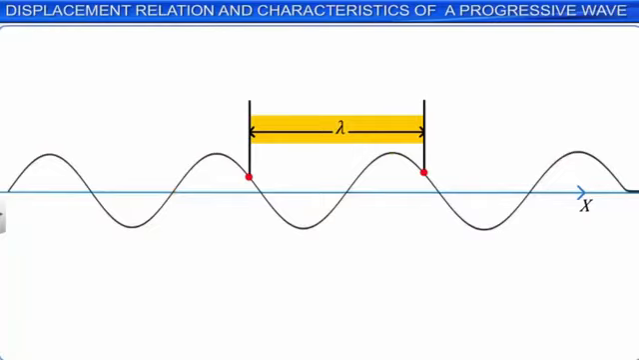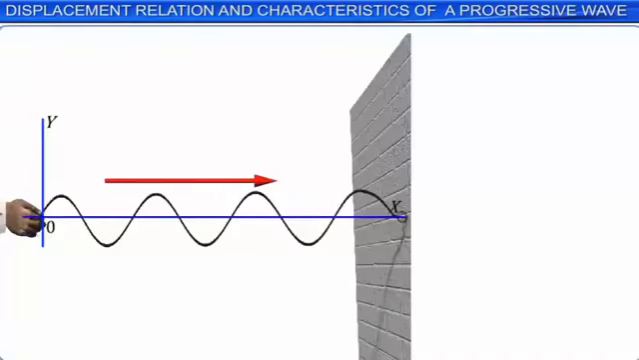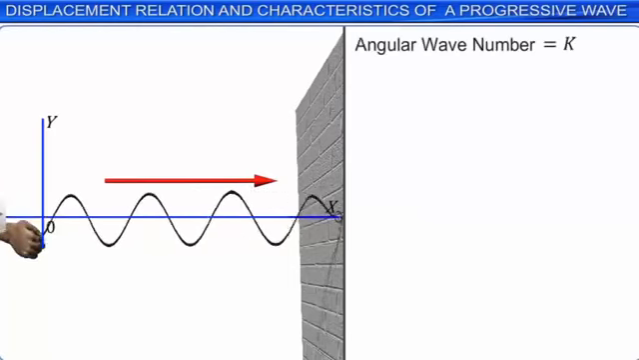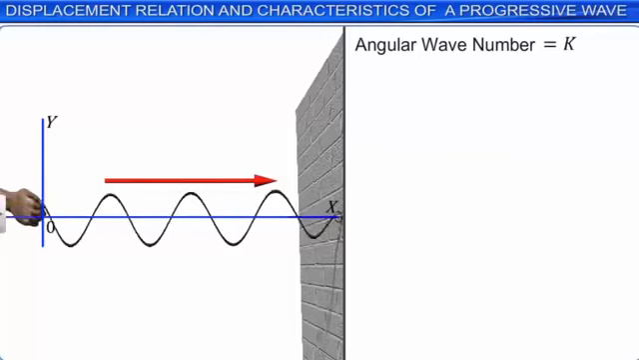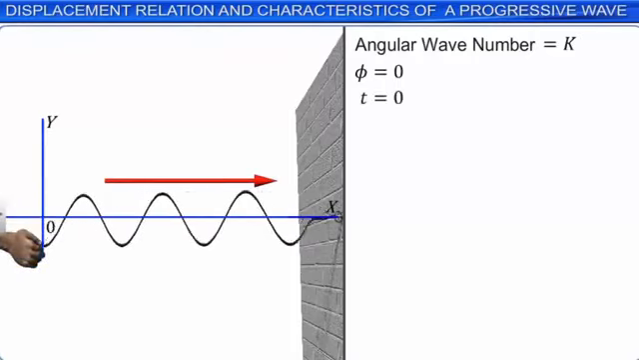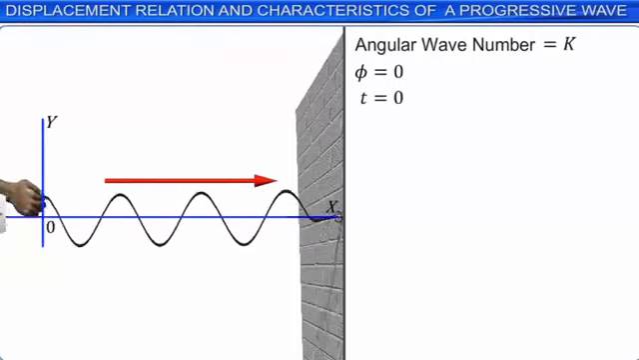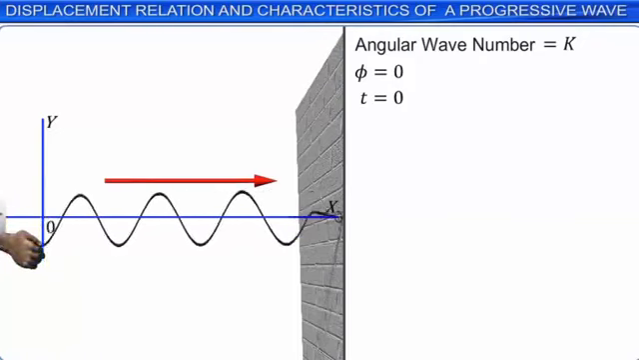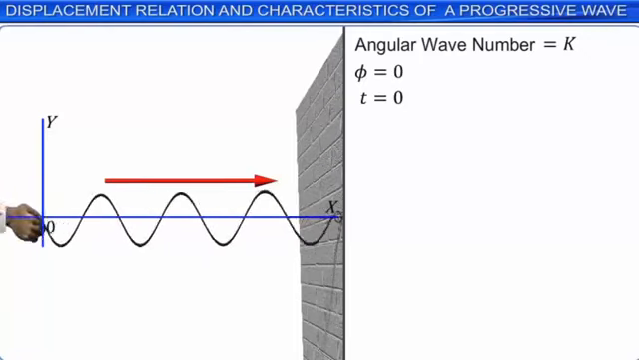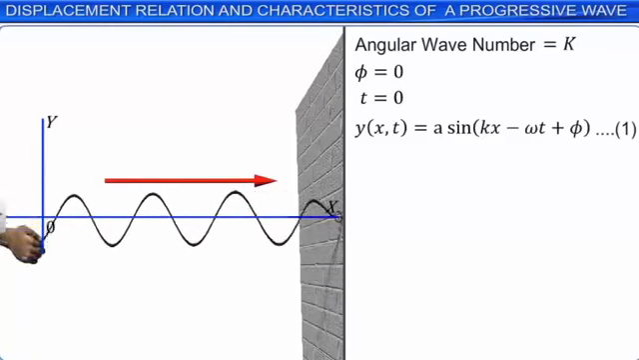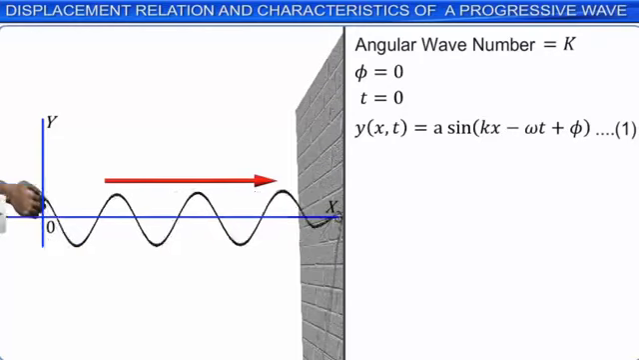Coming to the propagation constant or angular wave number k of the wave, consider a sinusoidal wave curve with conditions phi equal to 0 and t equal to 0. Substituting these values in the equation of the progressive wave traveling along the positive direction of the x-axis, that is, y of x,t is equal to A sine kx minus omega t plus phi. Let this be equation 1. It gives y of x,0 is equal to A sine kx. Let this be equation 2.